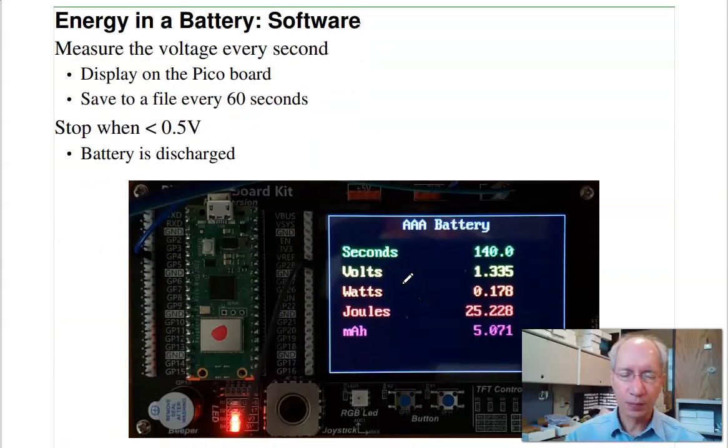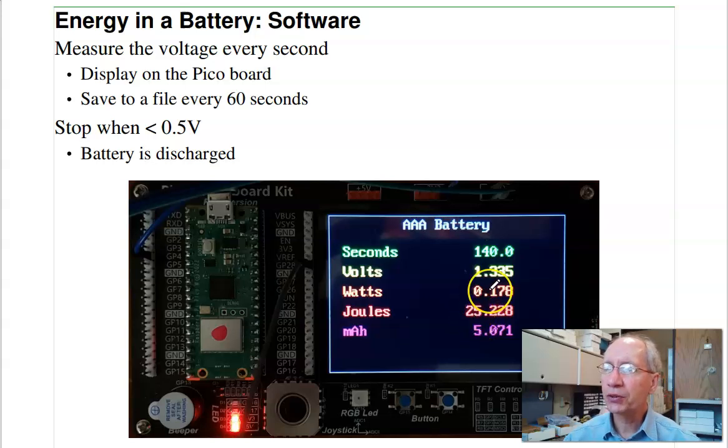So the program to measure the energy in a battery measures the voltage every second and saves the data every 60 seconds. From the voltage, I can calculate the power. That's V squared over R, which assumes a 10 ohm resistor. Then I can find the joules.